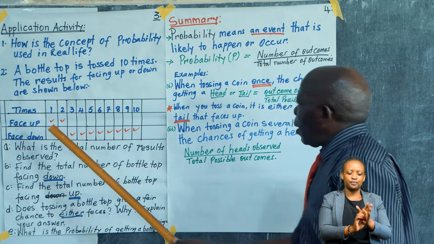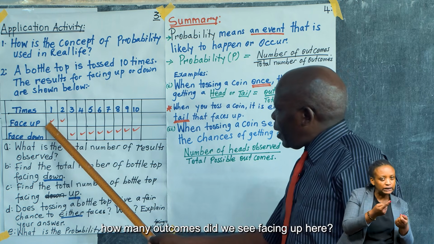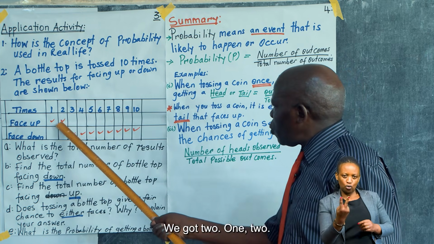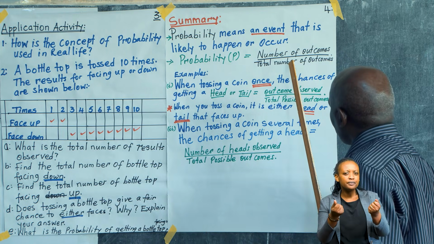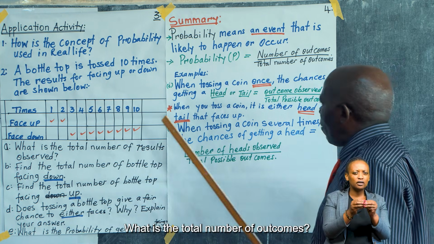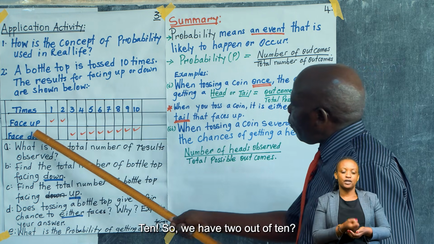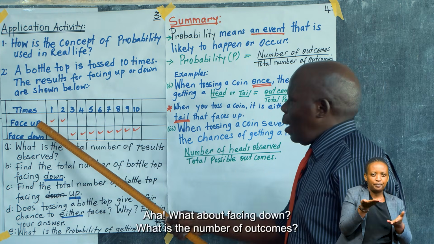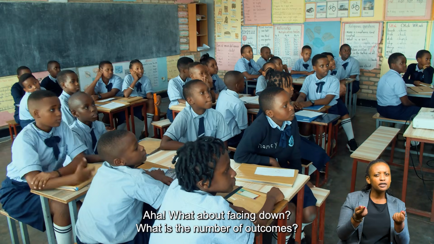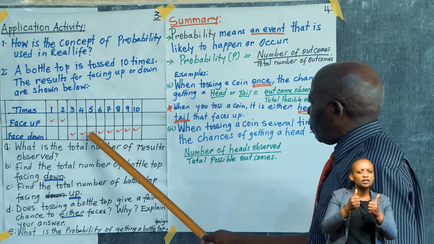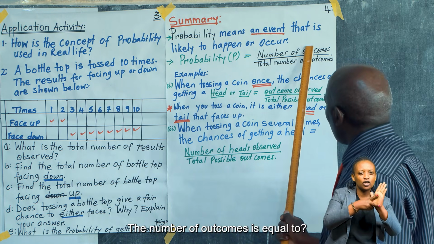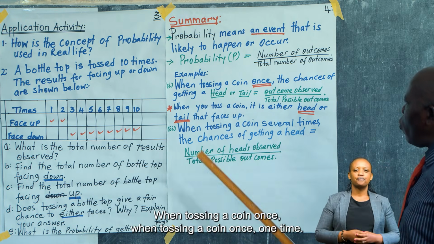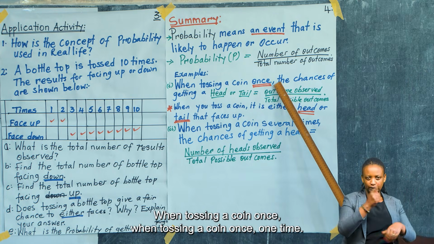For example, how many outcomes did we see facing up here? 2. 1, 2. Out of how many, what is the total number of outcomes? 10. So we have 2 out of 10 facing up. What about facing down? What is the number of outcomes? 8. Out of? 10. Out of 10. Very good.